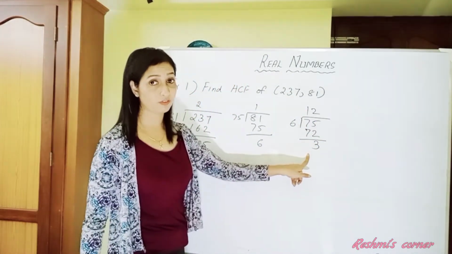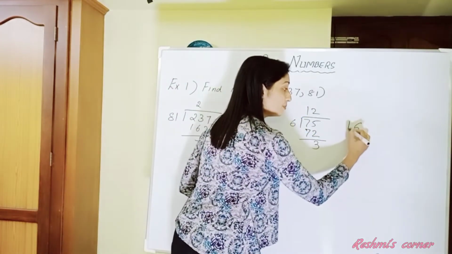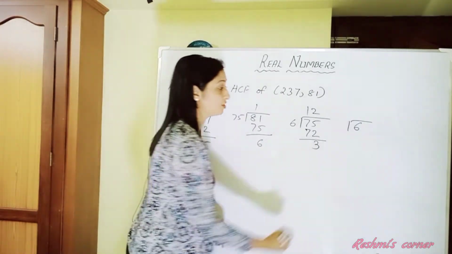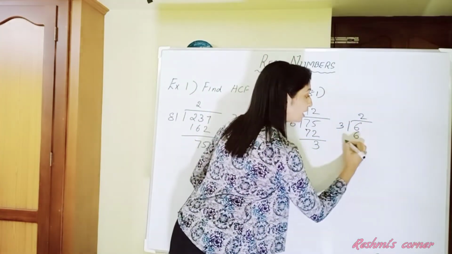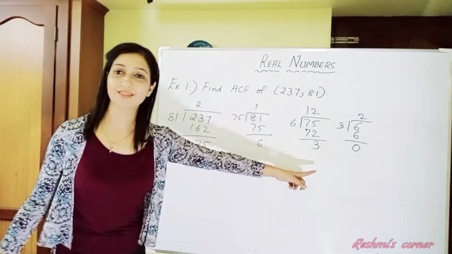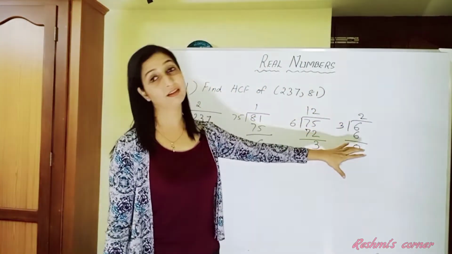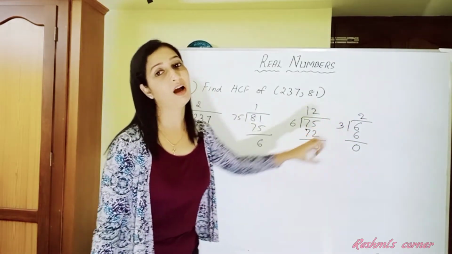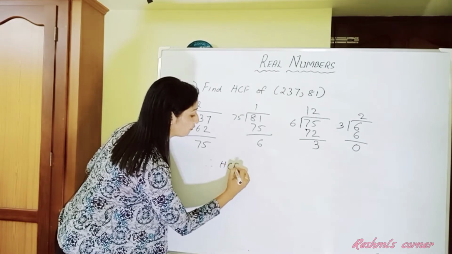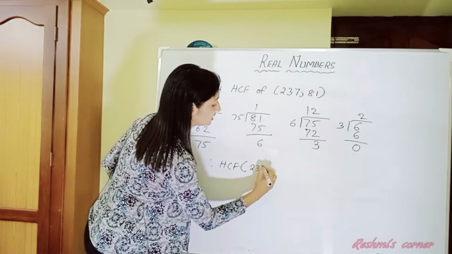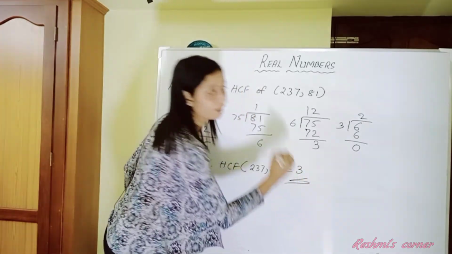Again we haven't got the remainder 0, so we again perform the division, where 6 becomes the dividend and 3 becomes the divisor. Now 3 2s are 6 and finally we get the remainder 0. And the divisor at this step where we get the remainder 0 will be our HCF. Therefore, the HCF of 237 and 81 is equal to 3.